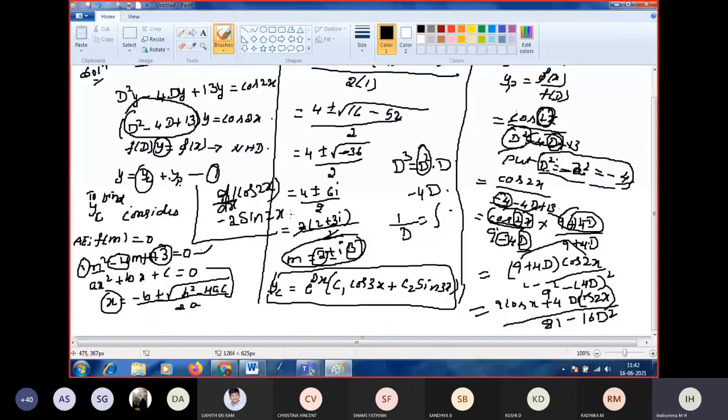You are again confusing, right? Don't be confused with differentiation and integration. So here D of cos 2x means differentiation of cos 2x, that is minus 2 sin 2x. So is there any doubt up to here? Because I want to move to the next page. If you have a doubt, I will clarify it.